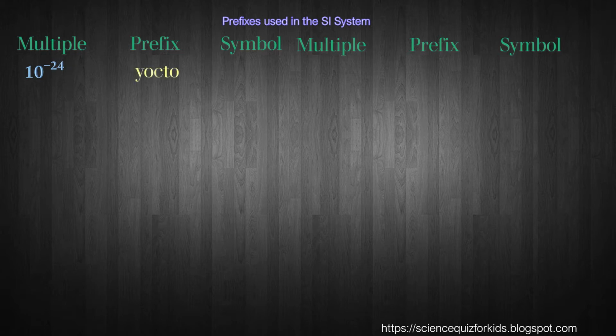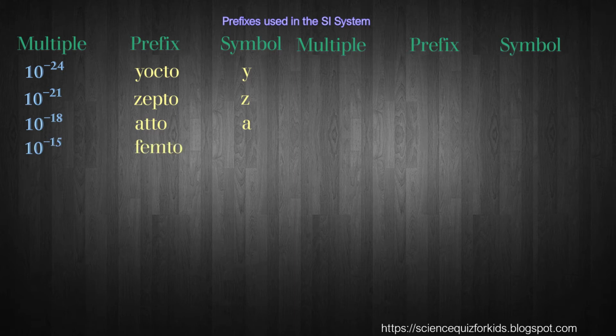10 power minus 24, prefix yocto, symbol Y. 10 power minus 21, prefix zepto, symbol Z. 10 power minus 18, prefix atto, symbol A. 10 power minus 15, prefix femto, symbol F. 10 power minus 12, prefix pico, symbol P.